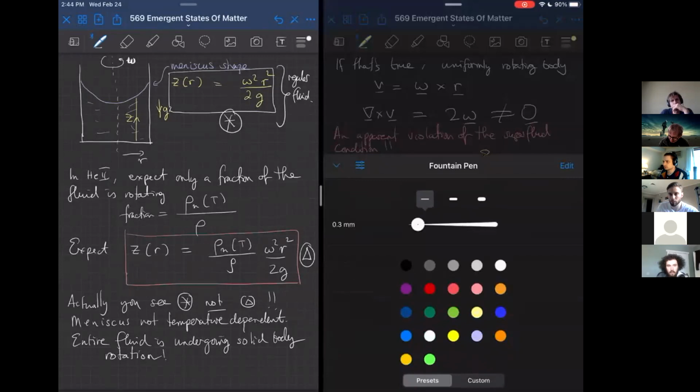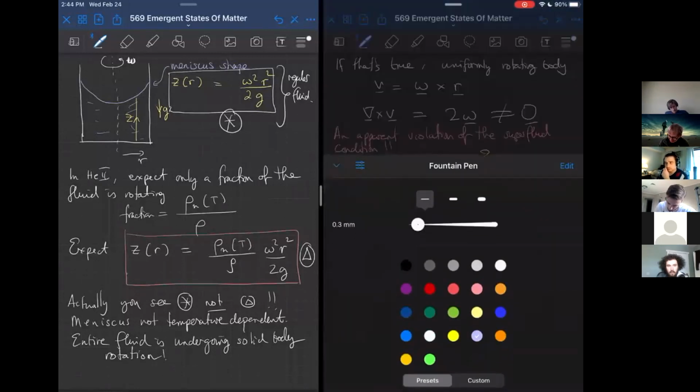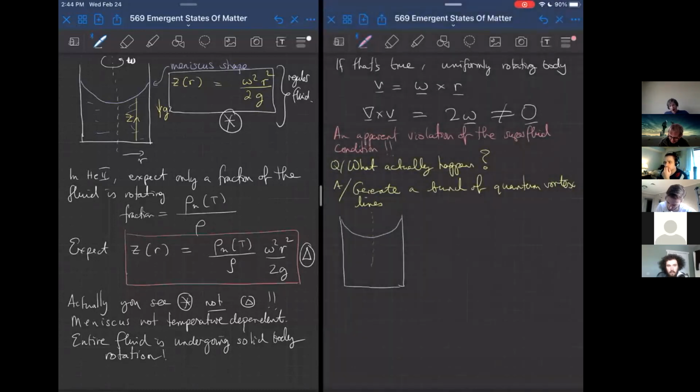So let's draw a picture of the bucket over here. So here's our bucket. Here is our meniscus shape. And the whole thing is doing this solid body rotation about this axis, like so. And now what is happening is that you're getting these quantum vortex lines that are, I'm going to sort of sketch them like this. And actually, they get closer together near the center.